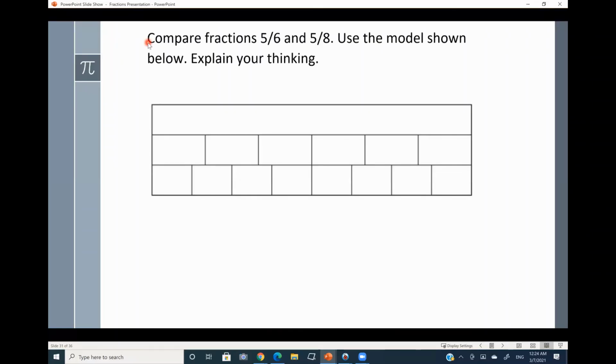Well, guys, this is it for today. I'm just going to leave you with this challenge. Use your fraction wall to solve this problem. And don't forget to write a sentence to tell me what you found when you compare these fractions.